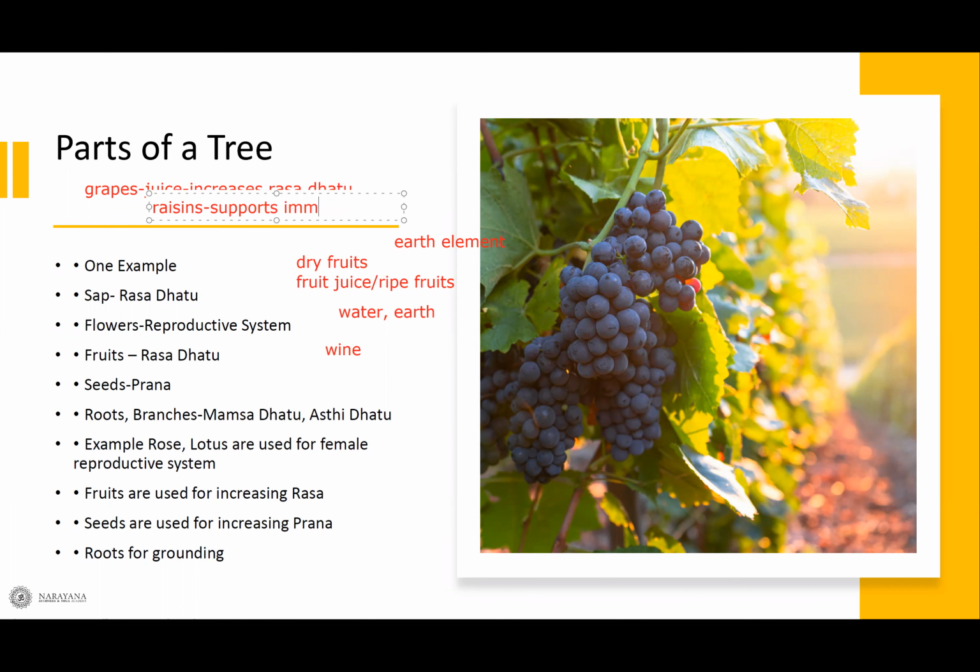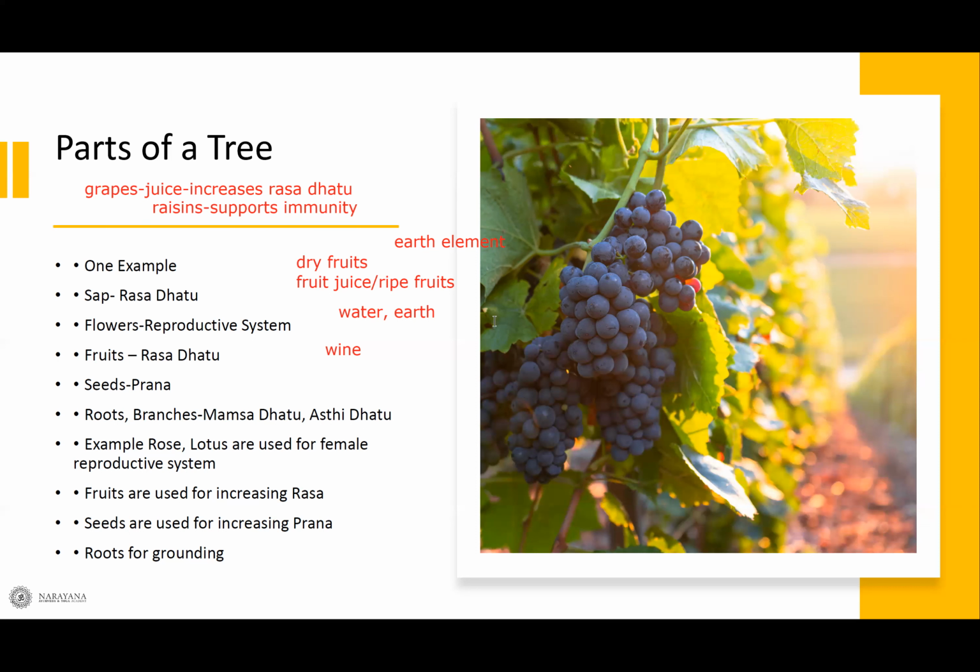No, that's correct, Marion. I'm thinking in terms of, tell me what element it's increasing. It is increasing vata. It's increasing kapha and supporting vata.